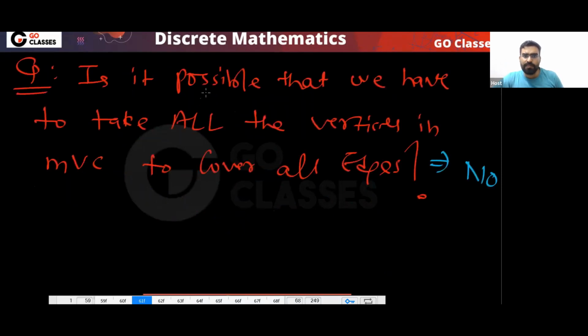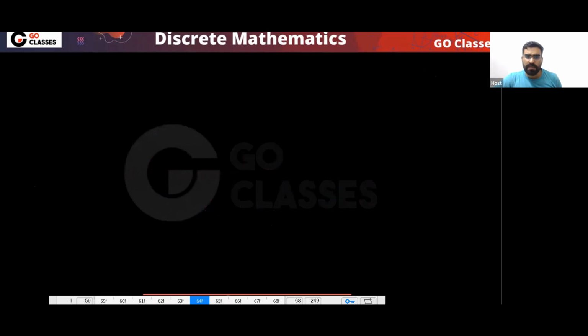So tell me, is it possible that all the vertices are in vertex cover? What about complete graph? What about this complete graph Kn? What is the vertex cover for the complete graph? For the complete graph, tell me, what will be the size of vertex cover? You have a complete graph.